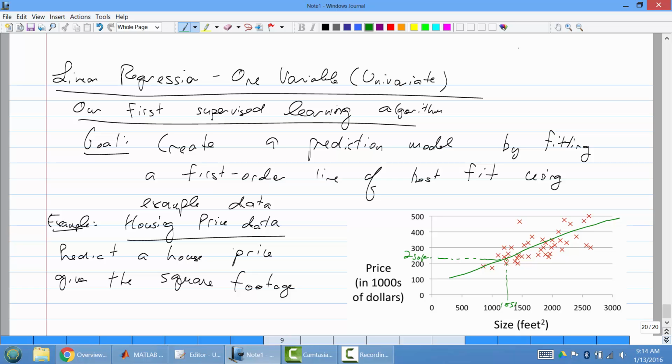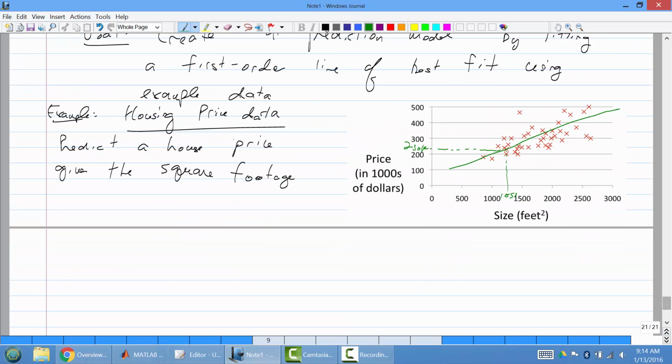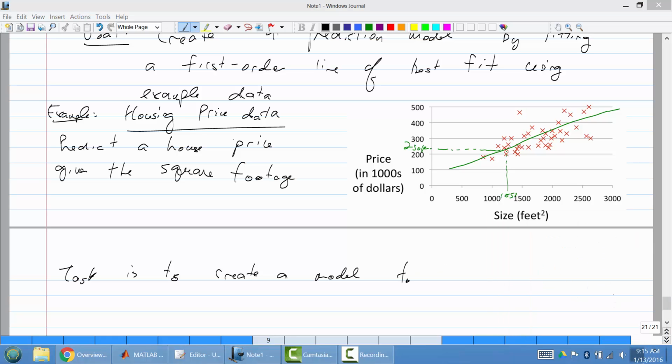Okay, so let's see here. All right, so the task is to create a model to predict housing prices.